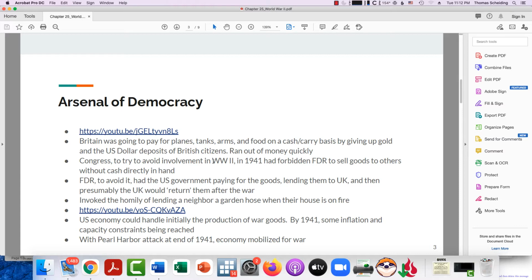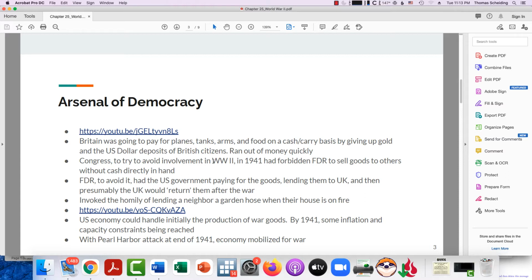So the problem was that Congress hears that speech and gets really angry at Roosevelt and says, dude, we told you that you can't do it unless you get paid right away and they come and get it themselves. And Britain couldn't do that.